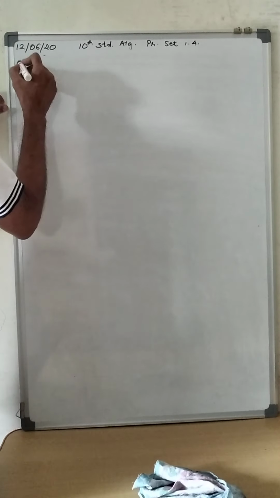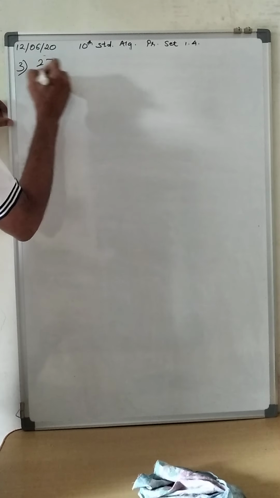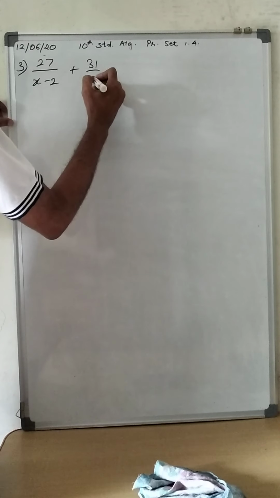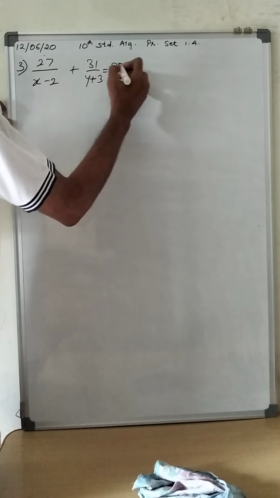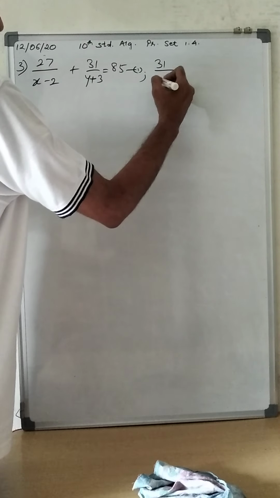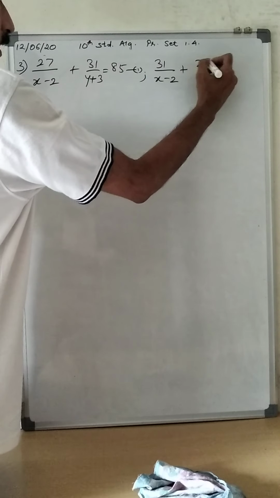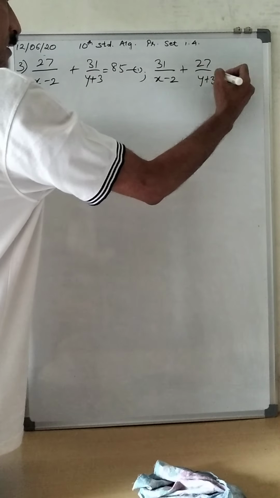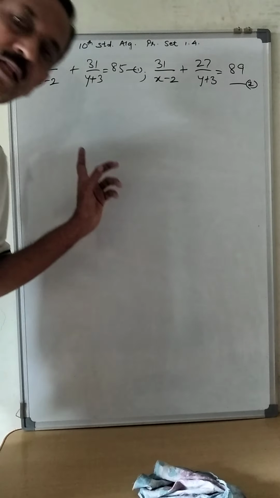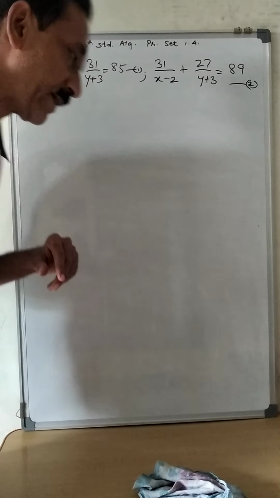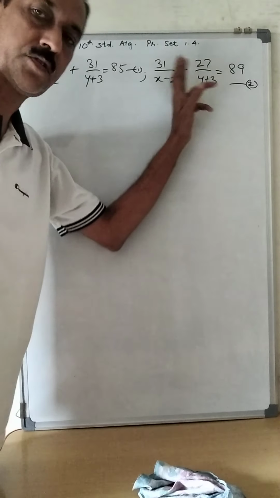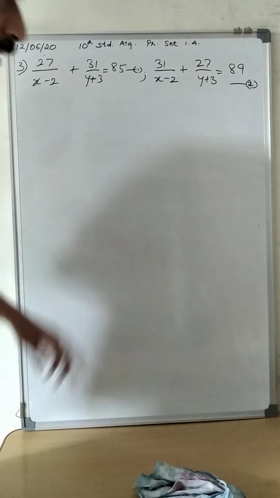Third sum is 27 upon x minus 2 plus 31 upon y plus 3 is equal to 85. Equation 1, and 31 upon x minus 2 plus 27 upon y plus 3 is equal to 89. This is equation 2. So we've been given these two equations.